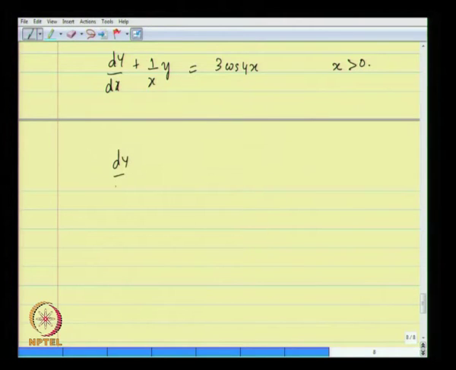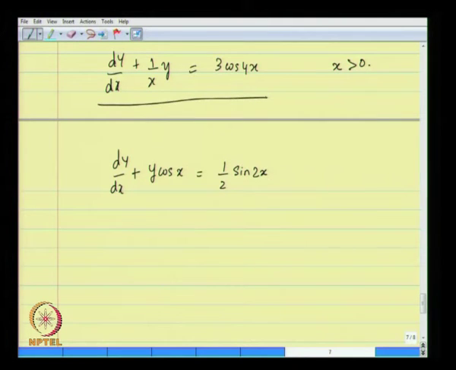Another example is dy by dx plus y cos x is equal to 1 by 2 sin 2x. This is easy to solve, because you know that 1 by x is the p function. You remember the integral of 1 by x dx is log x plus c. So, we will not worry about the c here.